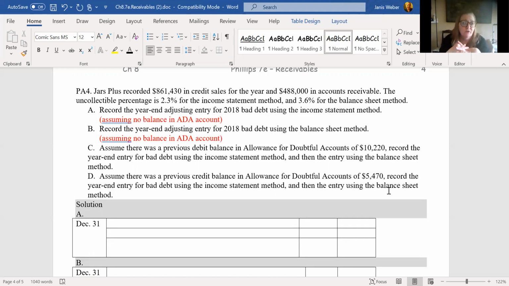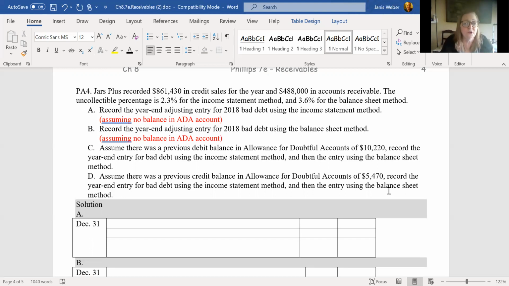So they're saying for the income statement approach, they're going to take 2.3% of credit sales, and that's going to be their bad debt. And for the balance sheet approach, they're going to take 3.6% of the accounts receivable, and that will be the amount that should be shown as the bad debt in the ADA account.